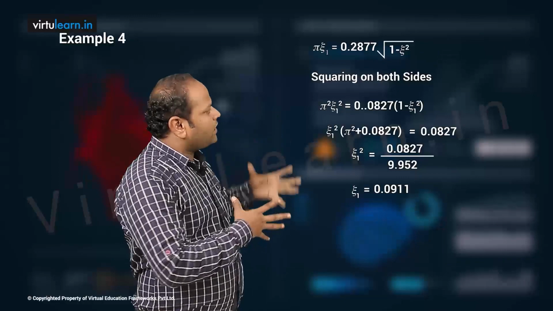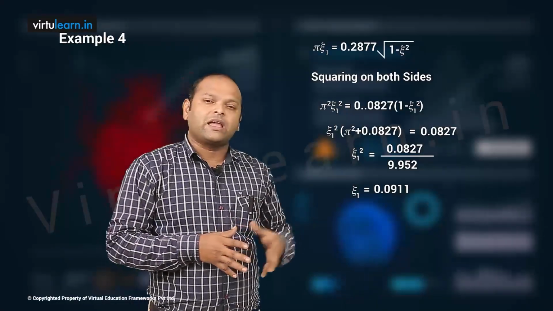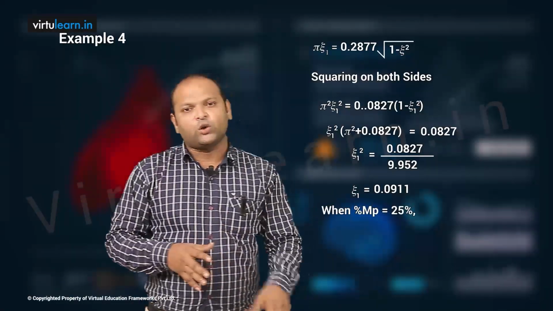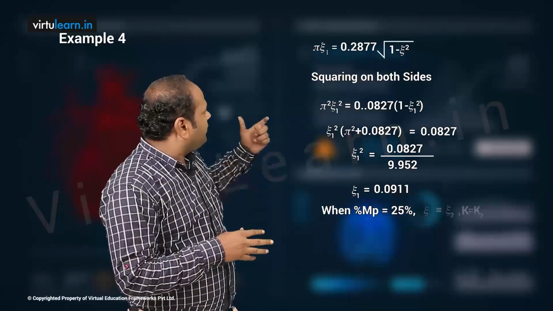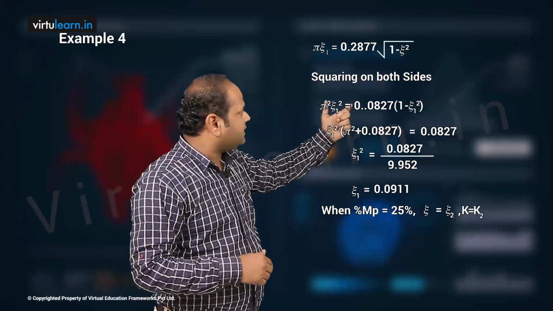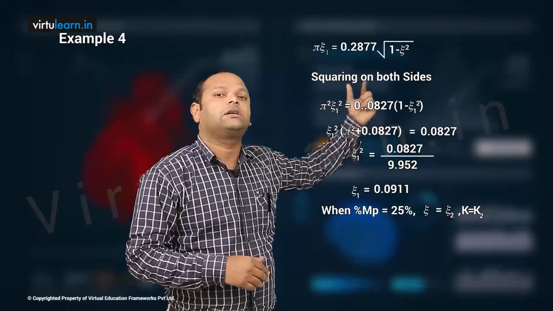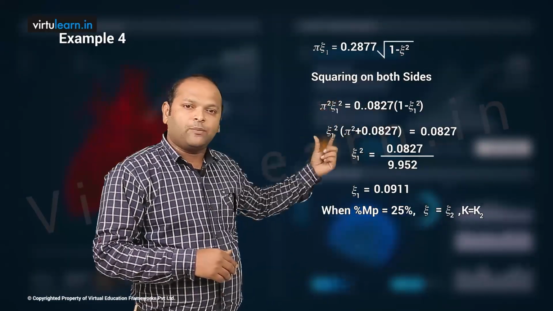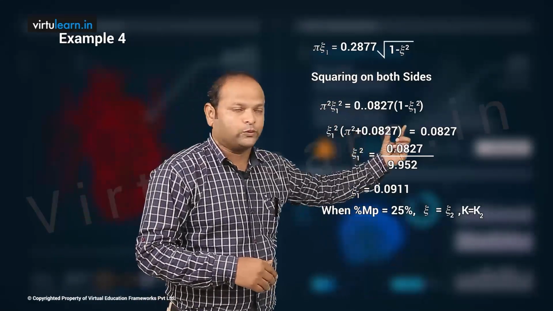The similar calculations we can do for the second case, where percentage Mp is 25%. Now when percentage Mp is 25%, I am going to define the damping ratio as zeta equal to zeta 2, and similarly my amplifier gain K as K2.